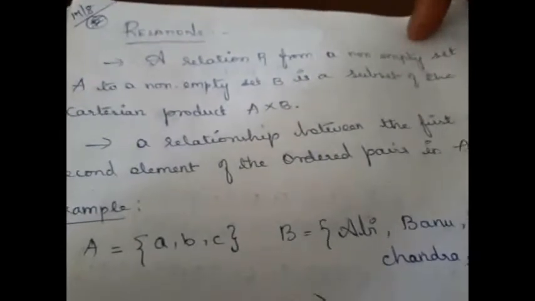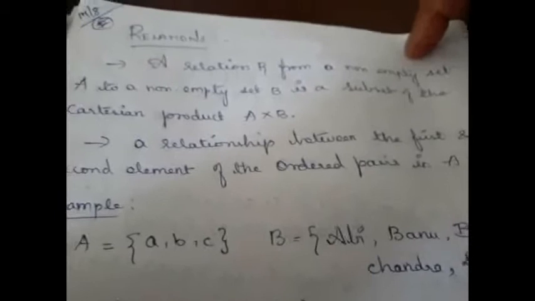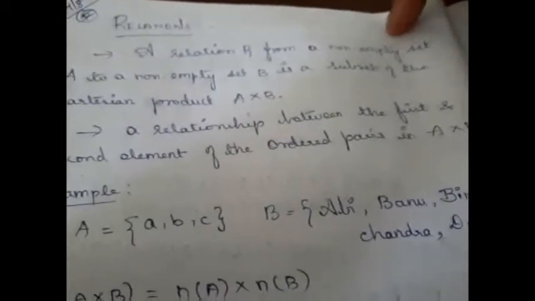Hello students, in today's class we are going to learn about relations. So what are we learning about? We are learning chapter relations and functions. In the last class we learnt about the Cartesian product of two sets, which is denoted by A cross B.